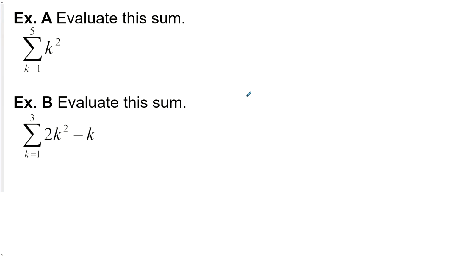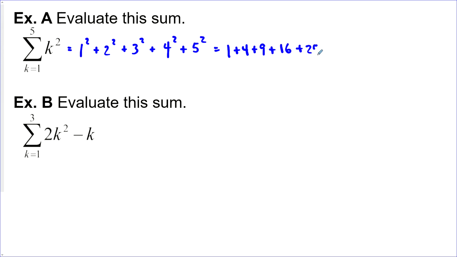Let's try these numerical examples. We've got k squared as our common formula, and k starts at 1 and goes to 5. So our first term would be 1 squared, then 2 squared, 3 squared, 4 squared, and last 5 squared. So again, the index moves up by 1 until it reaches the last term here. And then we can just add these together. So 1 plus 4 plus 9 plus 16 plus 25. Looks like that will be 55.